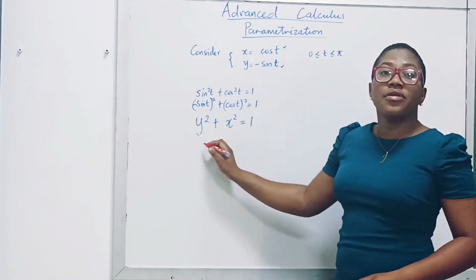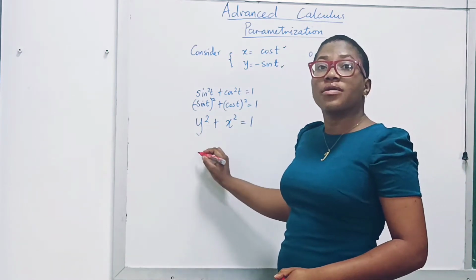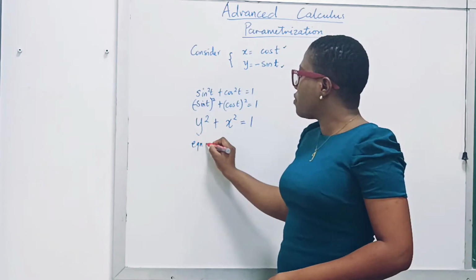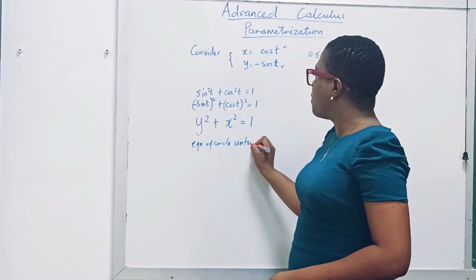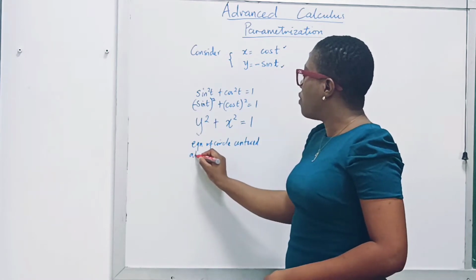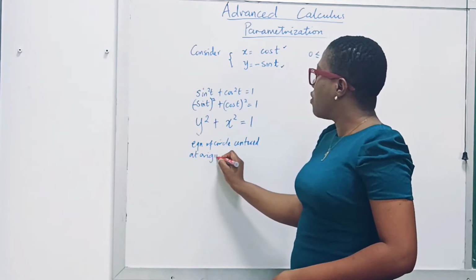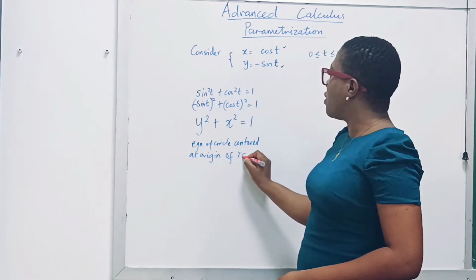If you like, you can rearrange it. This is still the equation of the circle, right? Yes. And the center, that's what? Origin. The center is the origin, of radius.